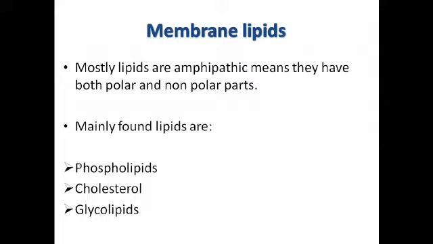Now we will talk about the membrane lipids. Mostly the lipids present in the plasma membrane are amphipathic. Amphipathic means the lipids possess both polar as well as non-polar parts. So what do you understand by polar and non-polar parts? Polar means hydrophilic or water loving, and non-polar means hydrophobic or water repelling. So we can say the lipids possess both characteristics, hydrophilic as well as hydrophobic. The main lipids found in the plasma membrane are phospholipids, cholesterol, and glycolipids.